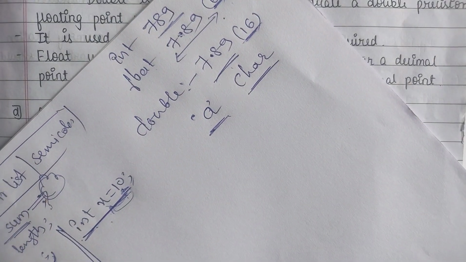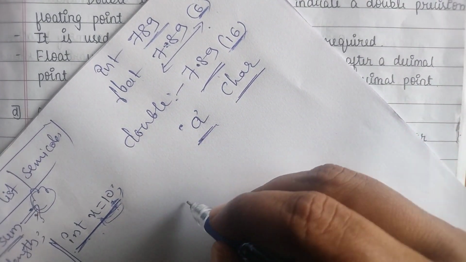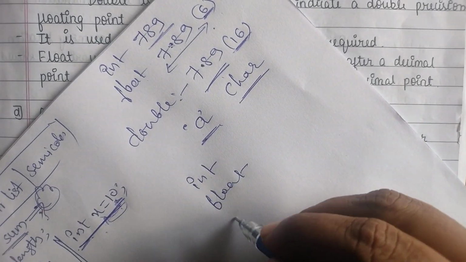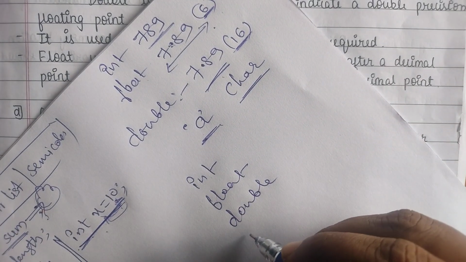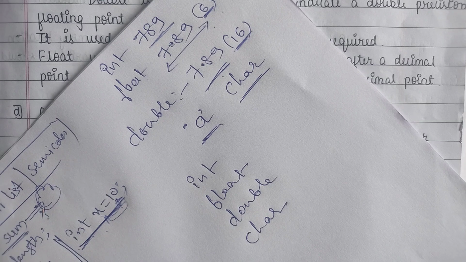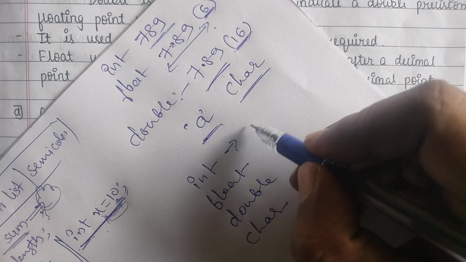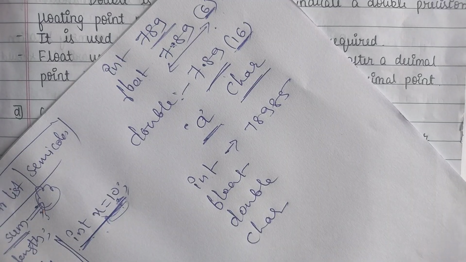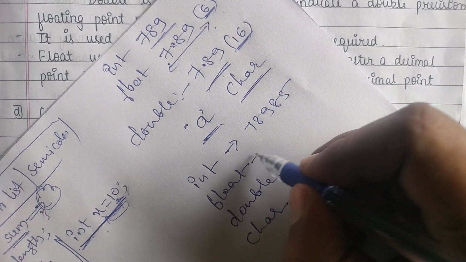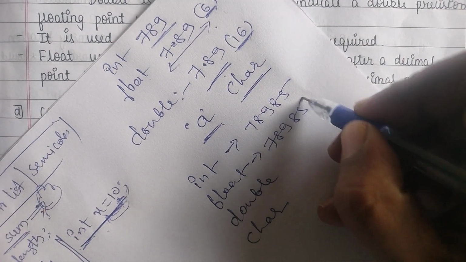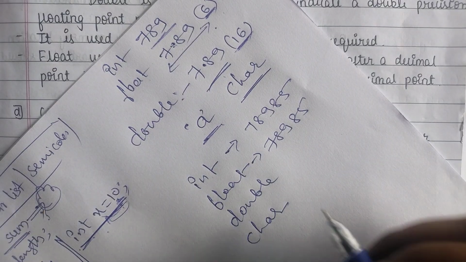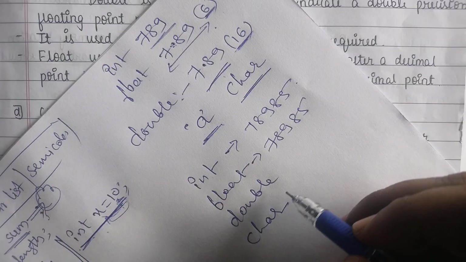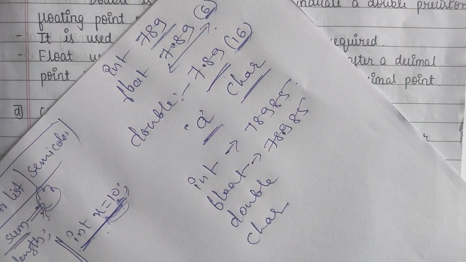For a while I'll revise. There are 4 built-in data types called int, float, double and char. The integer data type contains a sequence of numbers, or a sequence of integers. Even the float contains a sequence of numbers, but the integer data type cannot contain a decimal point, while the float contains a decimal point.